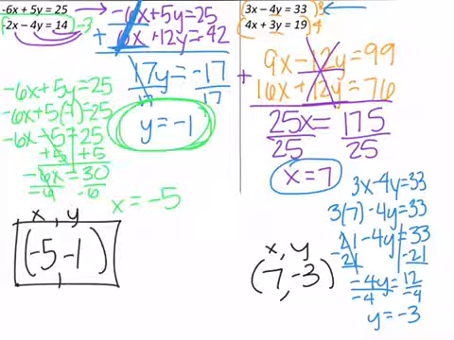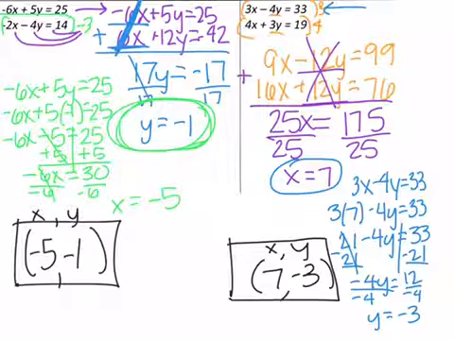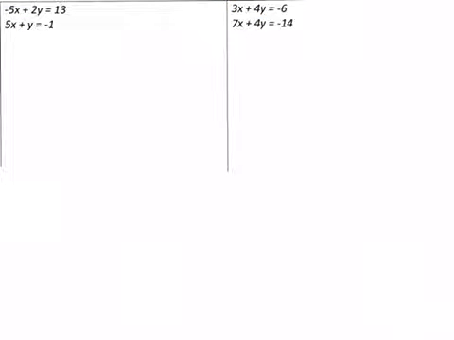So I'm going to go ahead and write that in my coordinate, and this would be the point where those two lines cross on a graph. Go ahead and try these next two together. I'll give you a big hint.